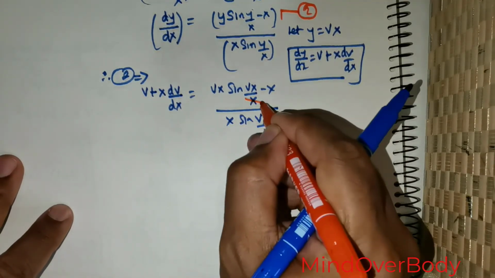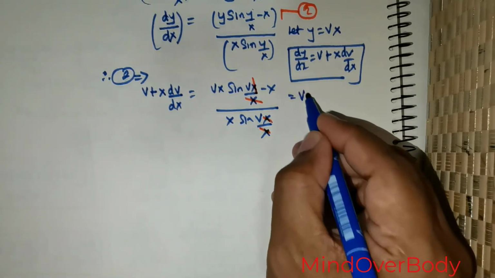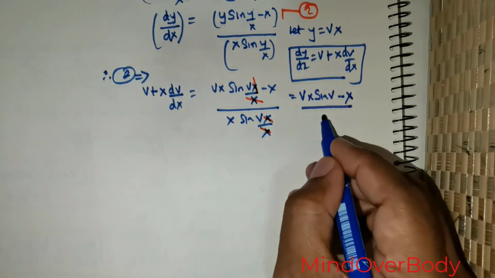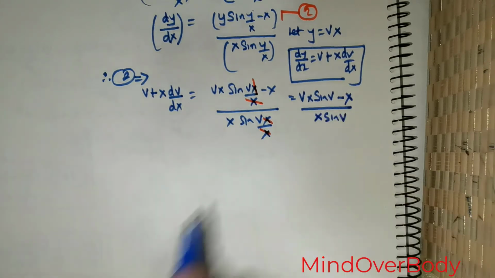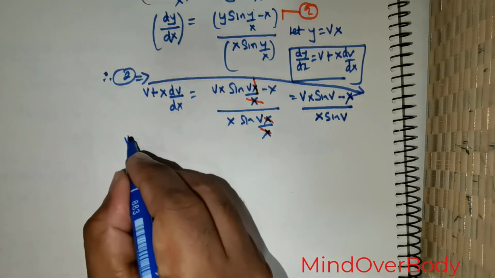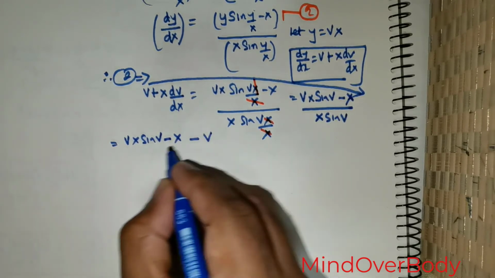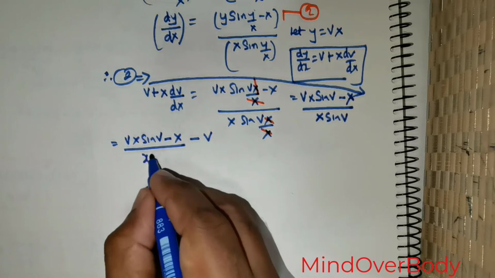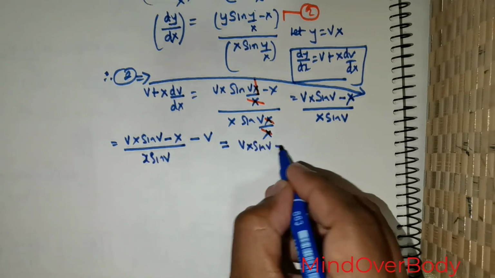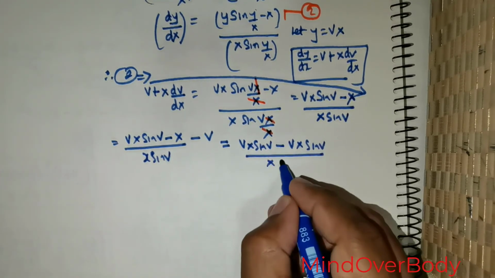So I can cancel the x that I see here, and that subsequently would give me v times x sine v negative x divided by x times sine v. Now I can move this v to the right, and that would give me v times x sine v negative x negative v. Of course I have a denominator as x times sine v. I can rewrite this as v times x sine v. I take the LCM, I would get v times x sine v over x times sine v.